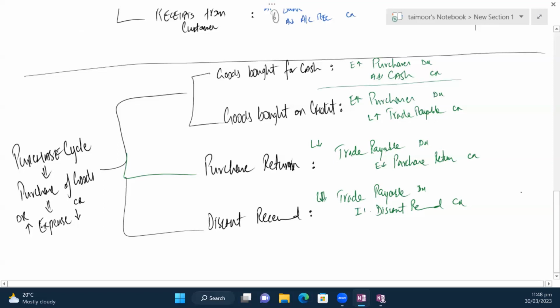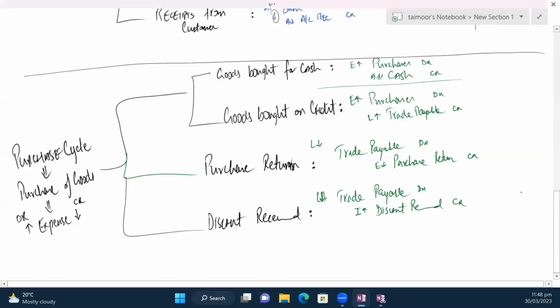Now, why is liability constantly decreasing? Because when you are buying on credit, liability increases. Which liability? Trade payable. When you are returning goods, that means now you don't need to pay the entire amount. Take care. The amount that you owe to your supplier will decrease because of returns. When the supplier allows you discount, so you receive discount, now you don't owe your supplier exactly the same amount. So the amount you owe to supplier also decreases.